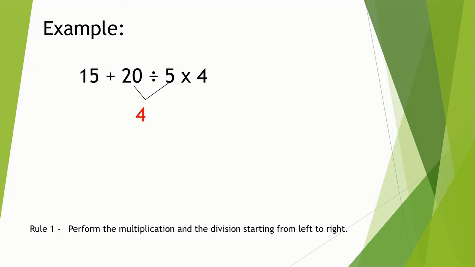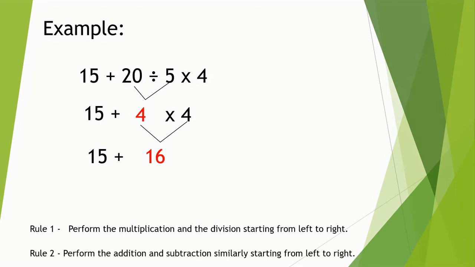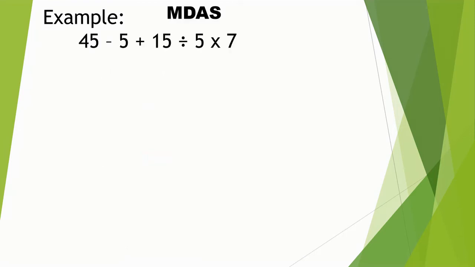And then, we're going to do again the rule number 1. 4 times 4 is equals to 16. And then, bring down 15. And then, you add them, it is equals to 31. Ayan. So, nakuha natin yung rule 1 and 2. Another example. So, we have 45 minus 5 plus 15 divided by 5 times 7.